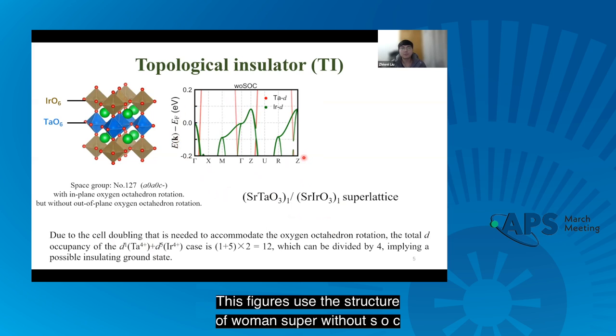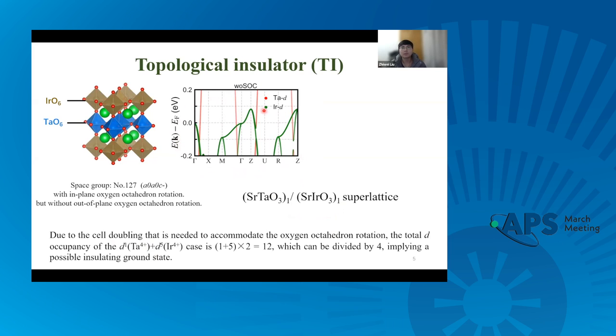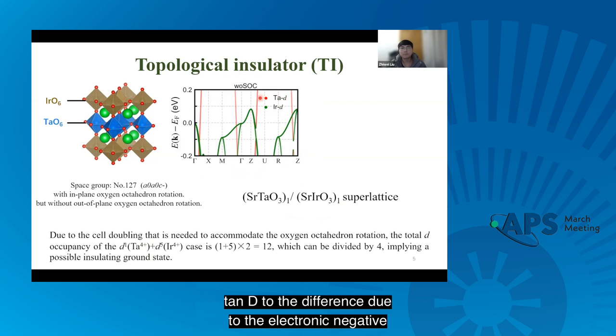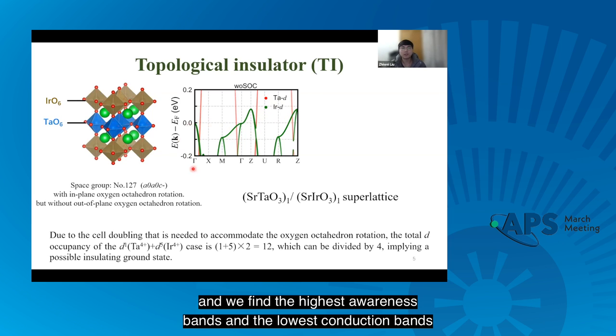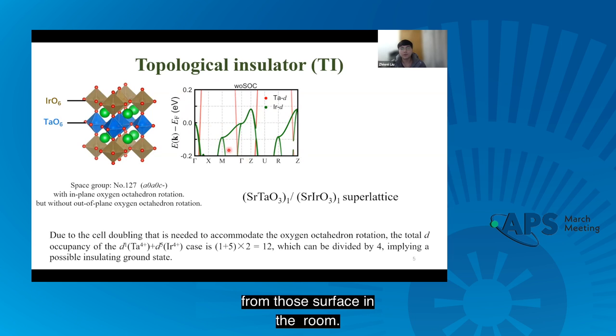This figure shows the band structure of the 1-1 superlattice without SOC. Tantalum d orbitals, due to the electronegativity difference, have higher energy than iridium d orbitals. And we find the highest valence bands and the lowest conduction bands form a node surface in the Brillouin zone.